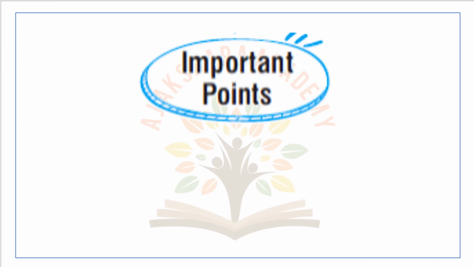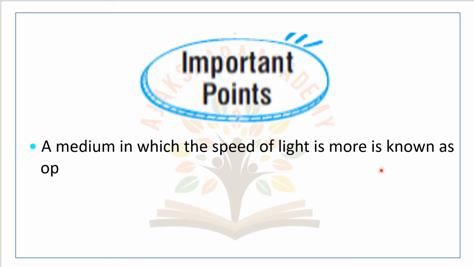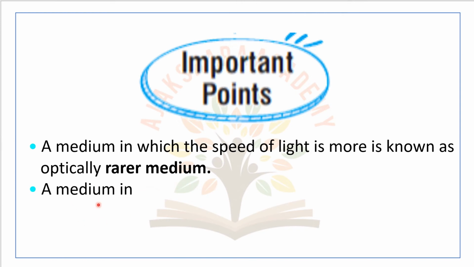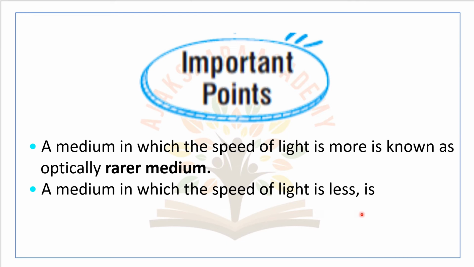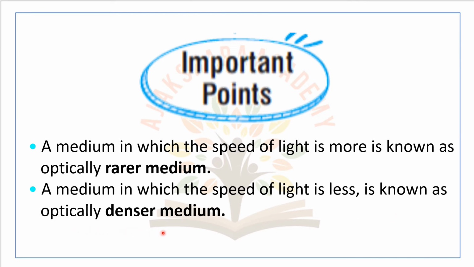Now let us discuss important points. A medium in which the speed of light is more is known as optically rarer medium. A medium in which the speed of light is less is known as optically denser medium. So, where the speed of light is more is called rarer medium, and where the speed of light is less is called denser medium.